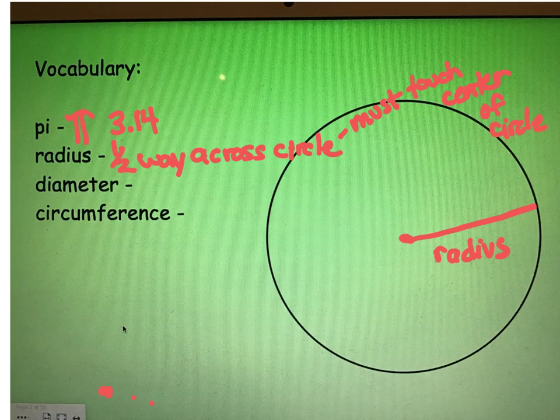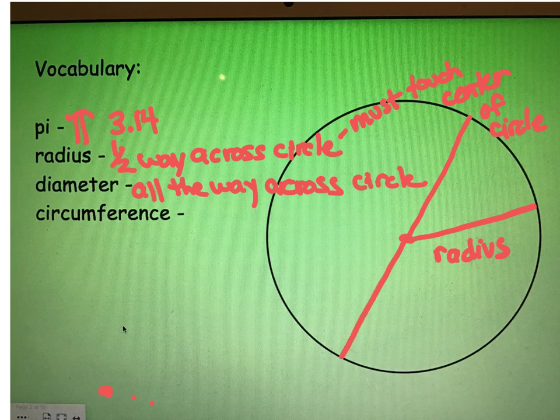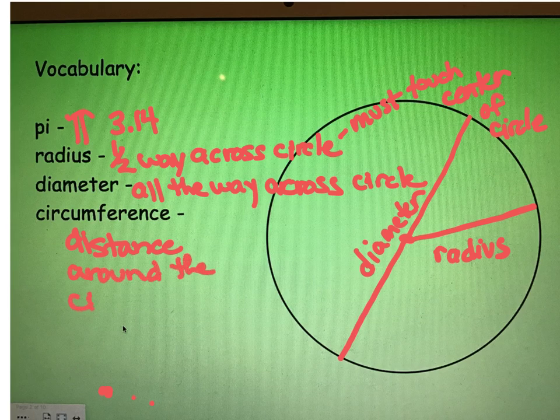Okay. Next word is diameter, and this is all the way across the circle. And again, it must touch the center. So this is going to go all the way across and it's going to touch that center point. That's what a diameter is. And then circumference is literally the distance around the circle. Most of you have probably walked around Lake Ripley. If you wanted to say that was 4 miles, you would say the circumference of Lake Ripley is 4 miles. Because when you walk around the circle, that's what circumference means. That's what you're measuring, is that curve.